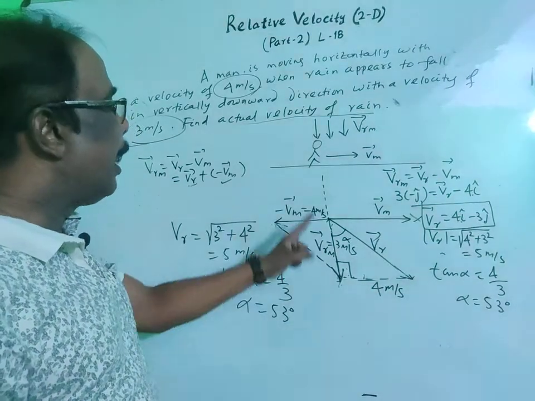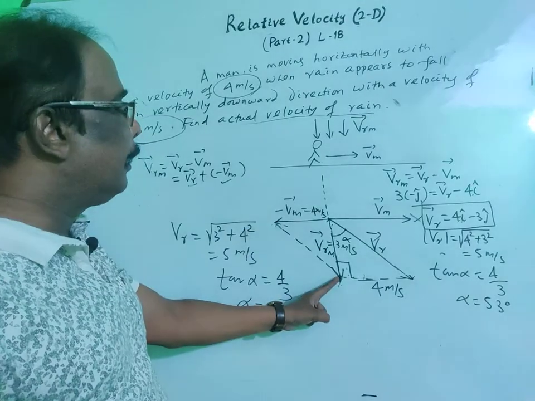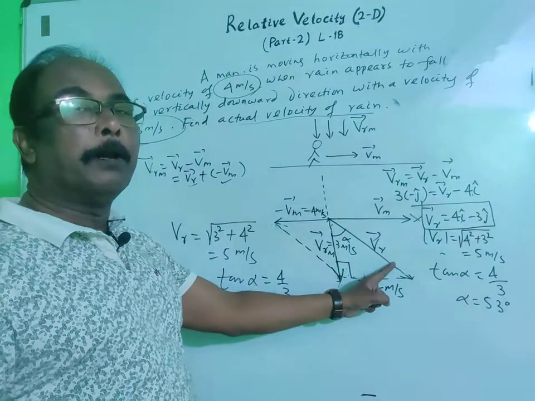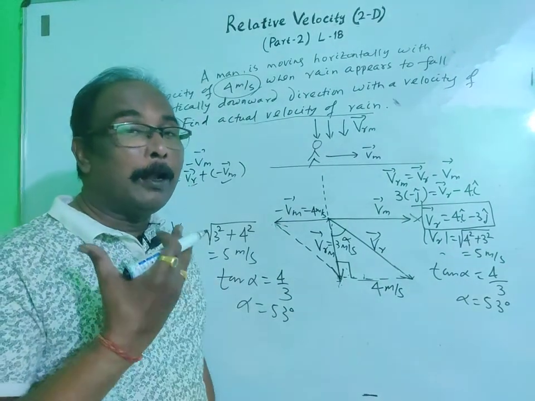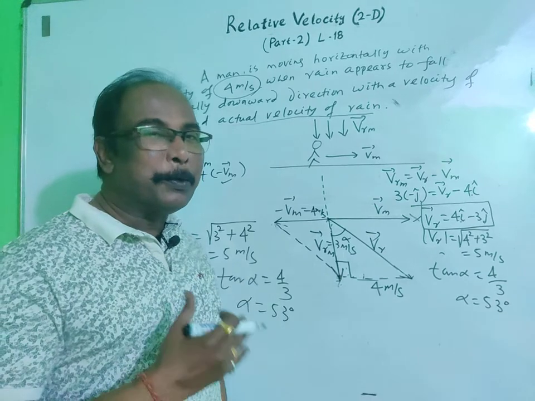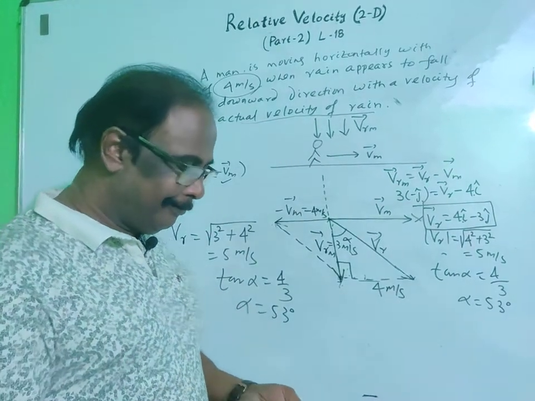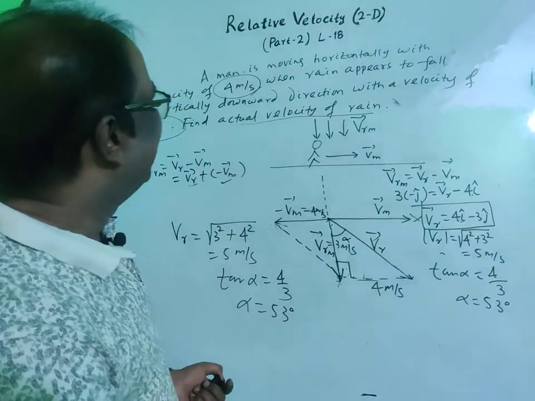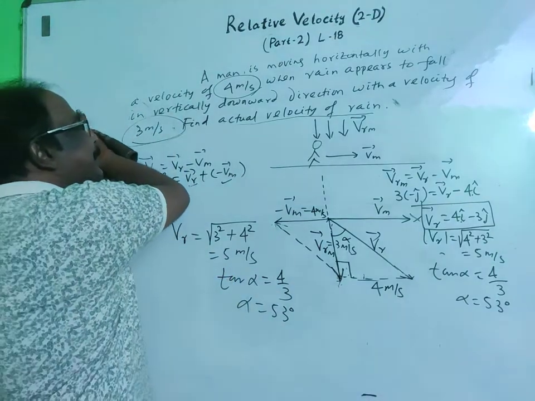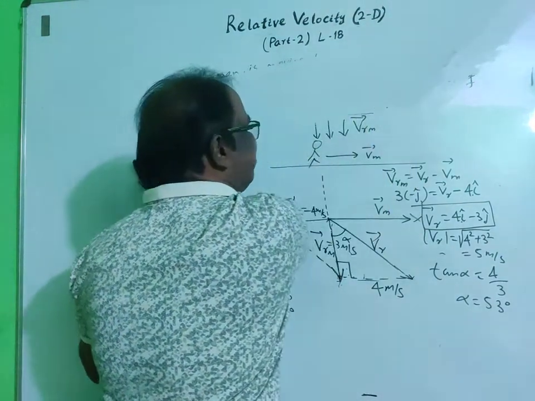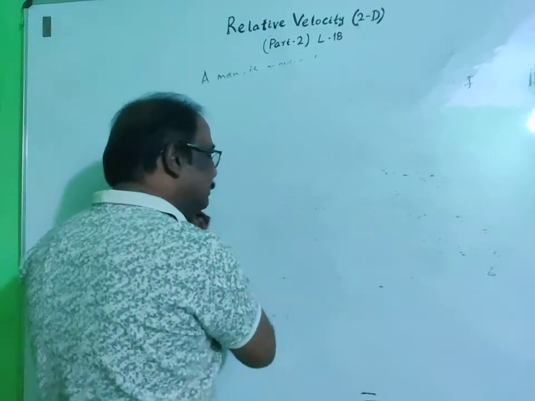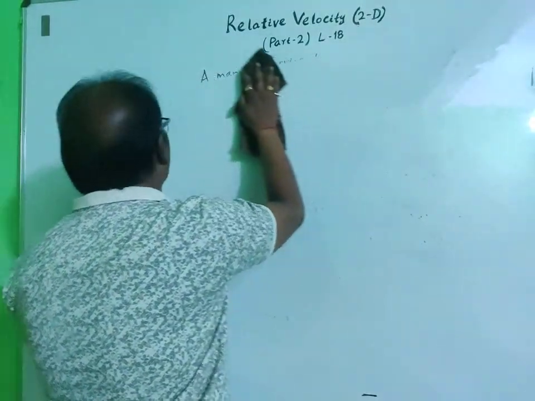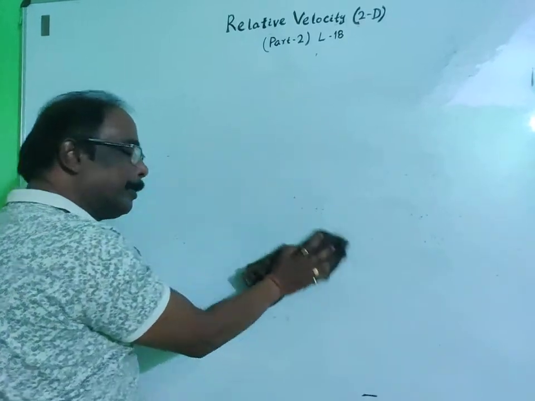Okay? Rain appears to fall in vertically downward direction. We do calculate the actual velocity of rain. Now I will clear this question. This question will be cleared. And I am writing the question, just enjoy it. Conceptual question, and I hope you will have interest in this question.